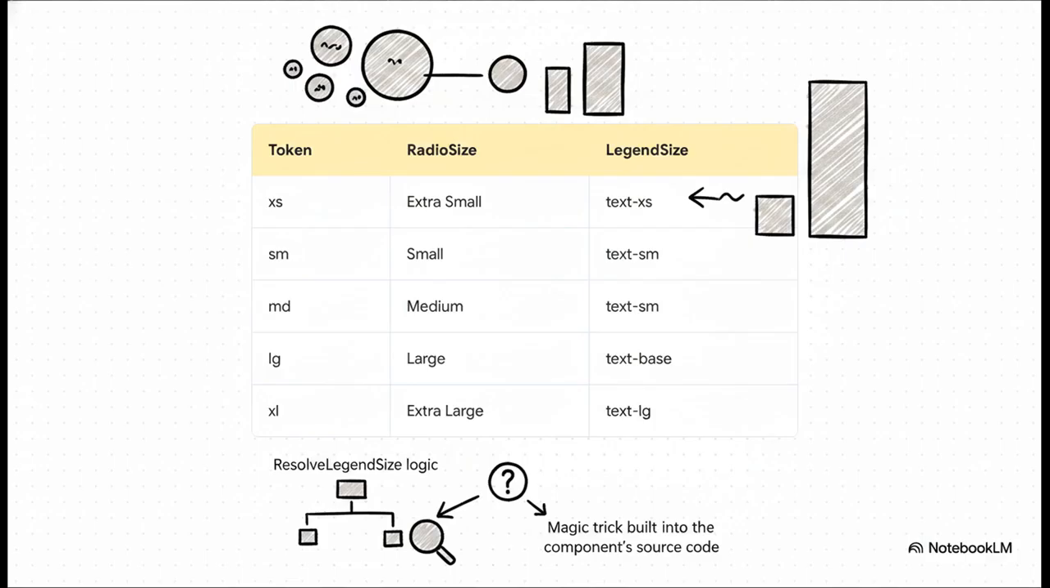But here's the absolute magic trick built right into the source code, the resolve legend size logic. If you leave your legend size set to theme, it dynamically couples with your radio size. So an XS radio automatically shrinks your legend down to text XS, while an LG radio bumps it up to text base. The component is doing all the math to keep its own proportions in perfect check.